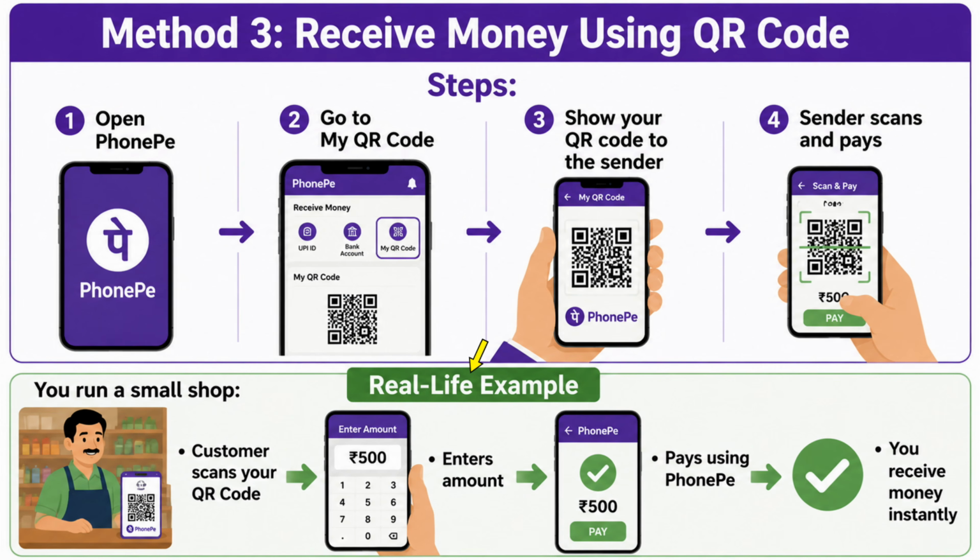Now we will see the real life example. You run a small shop. Customer scans your QR code, enters the amount, pays using PhonePe. You receive the money instantly.